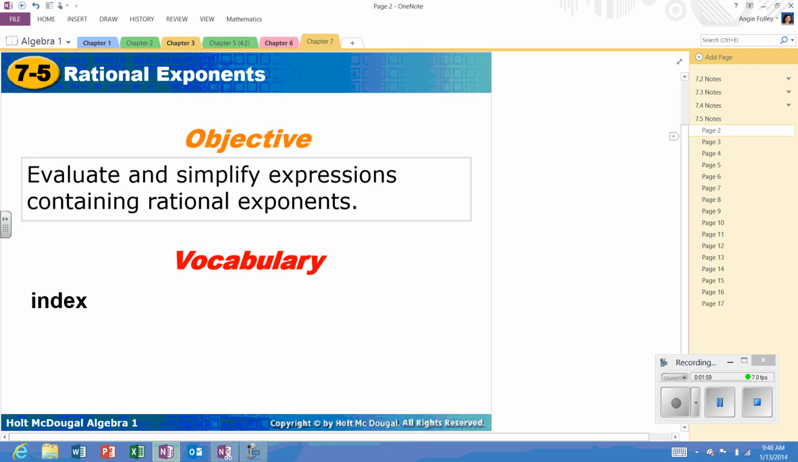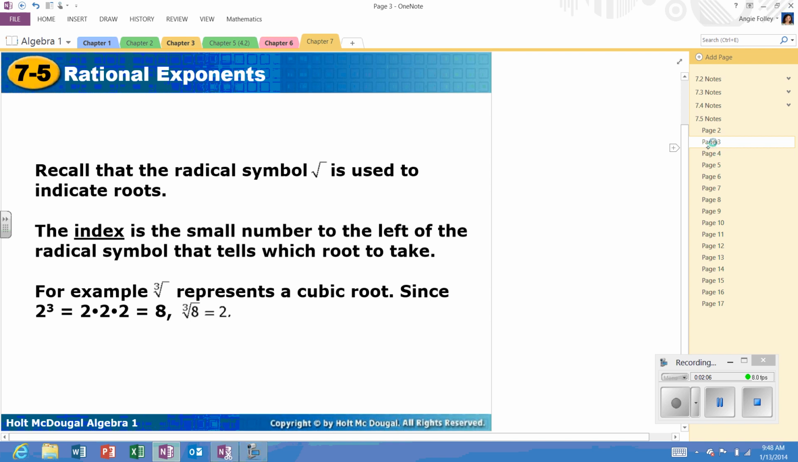Okay, so today we're going to look at evaluating and simplifying expressions containing rational exponents, and you're going to hear the word index, so I'm going to explain what that is right now. Recall that the radical symbol, this one right here, is used to indicate roots. The index is the small number to the left of the radical symbol, and it tells you which root to take. For example, this symbol right here represents a cube root.